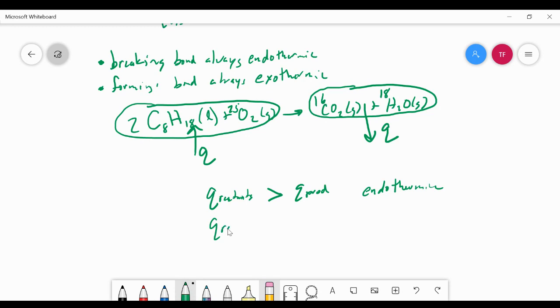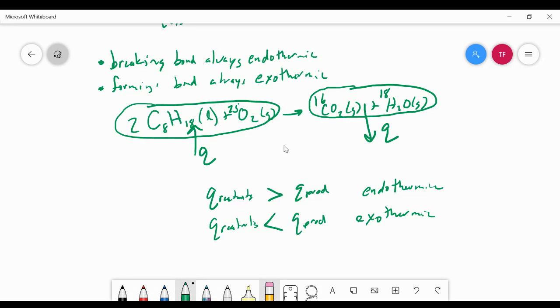What about if Q of reactants is less than Q of the products? Well, less energy went in to break the bonds than came out of the reaction. This would be an exothermic reaction. And so more energy came out than went in.